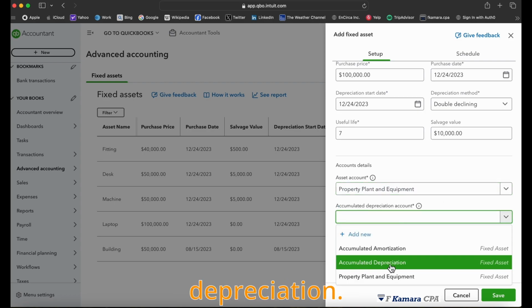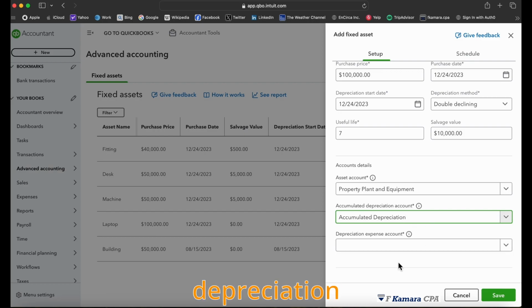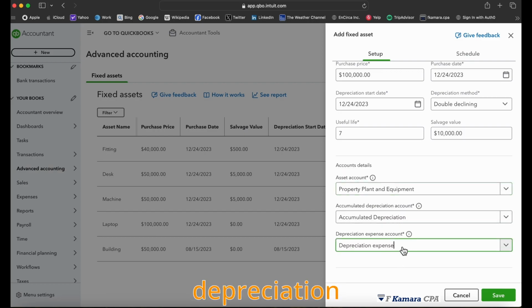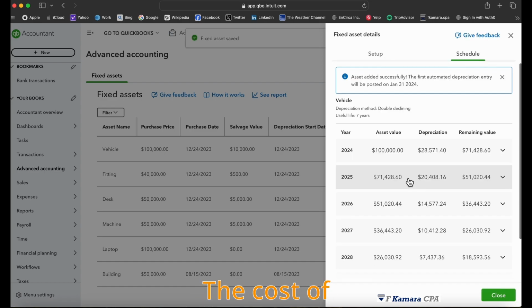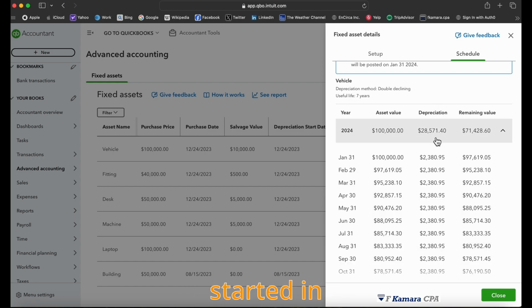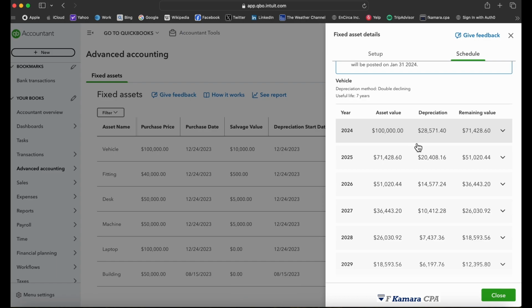So the asset account is also property, plant, and equipment. The accumulated depreciation is also the accumulated depreciation account. Then the depreciation expense, we just put in the depreciation expense and click save. The cost of the asset is 100,000. So you can see the first depreciation actually started in January, right? Because it's assuming that the first depreciation will be in the following month, even though we put the asset in service in December.